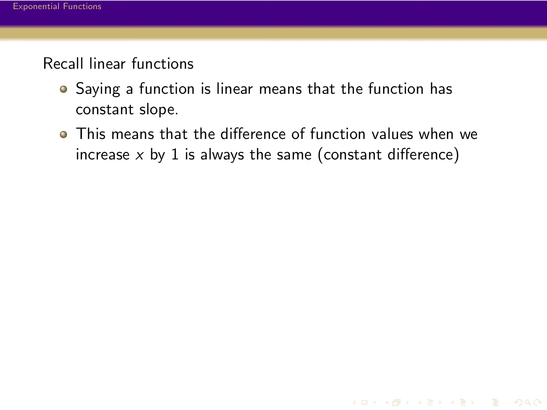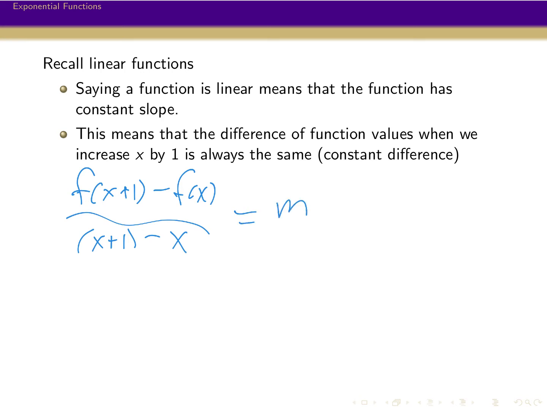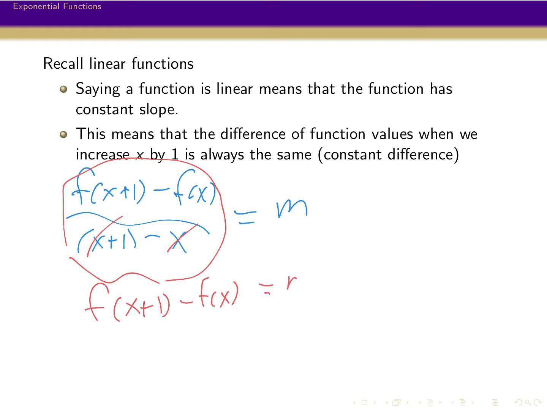Using the slope function, f of x plus 1 minus f of x, over x plus 1 minus x. By the slope function, this will give you the slope. On the bottom, the x's cancel off, and so this whole thing simplifies to just f of x plus 1 minus f of x, which is equal to the slope m.